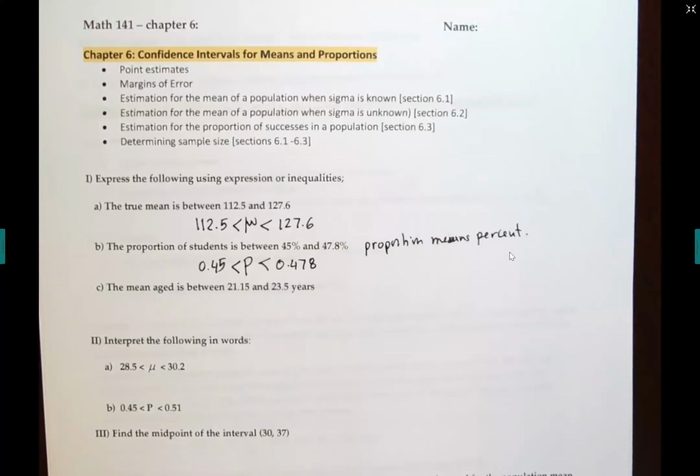So please keep in mind, when he asks you for a proportion, it's a percent, it's a probability. In your chapter 5 assignment, he says what proportion is more than whatever number. It is the probability that X is more than that number. It's exactly the same thing. So proportion, percent, probability refer to the same thing.